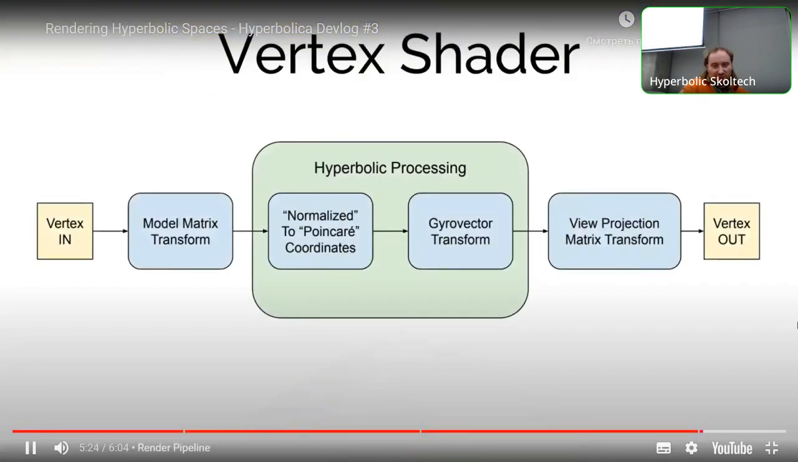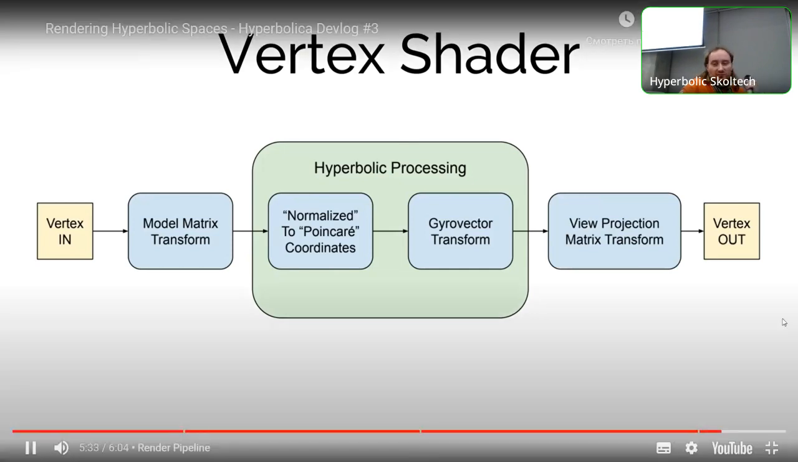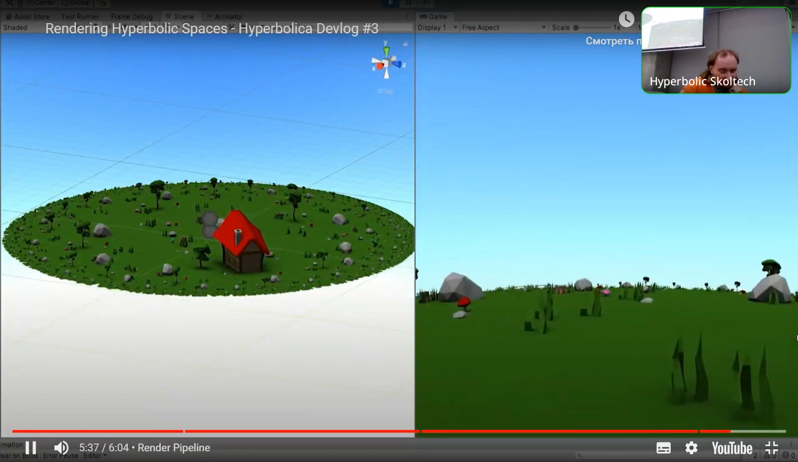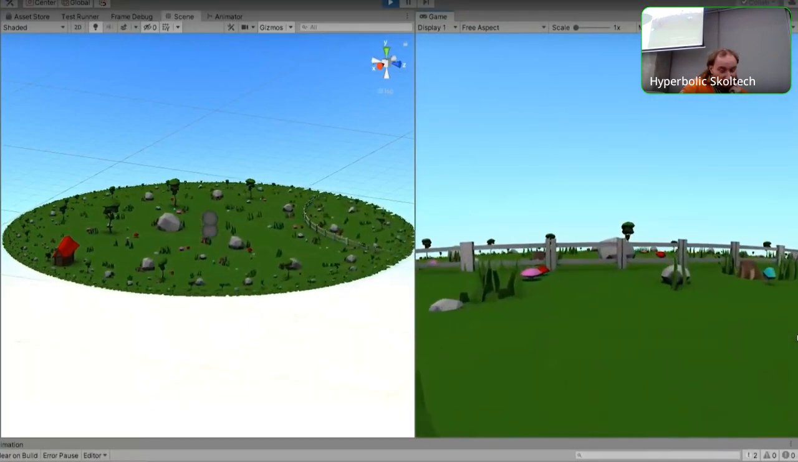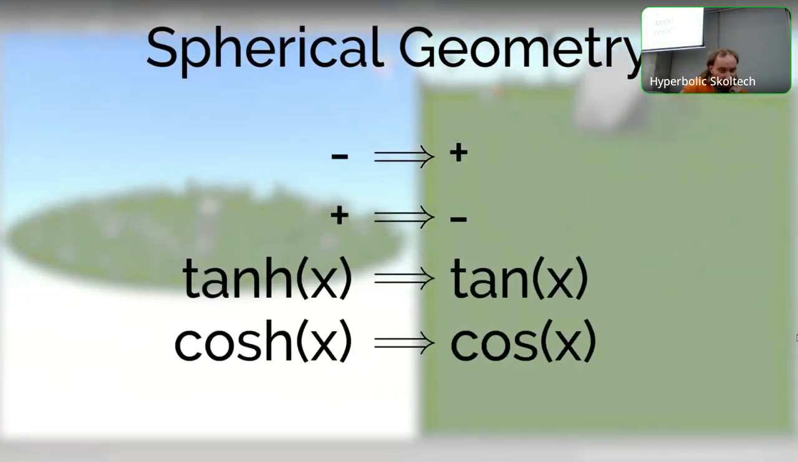So here's how the render pipeline looks. There's basically just an extra step in the vertex shader to apply the gyrovector transformation. This warps the vertices to the correct spots, and ta-da! We're rendering hyperbolic geometry from the player's perspective. And in case you're wondering, to render spherical geometry, it's mostly just changing a bunch of minus signs to plus signs, and hyperbolic trig to regular trig.